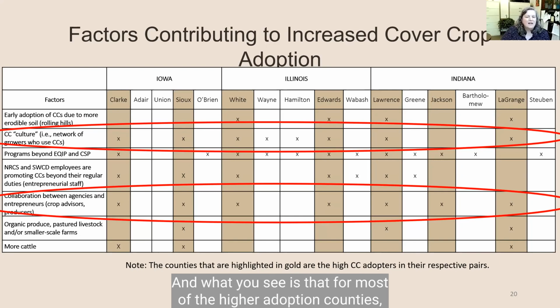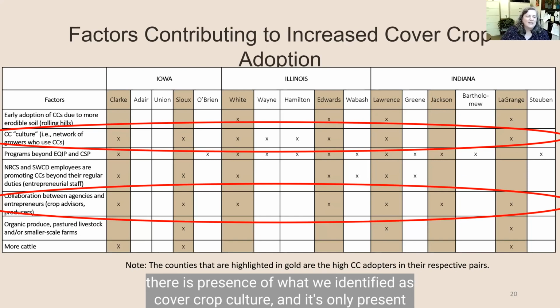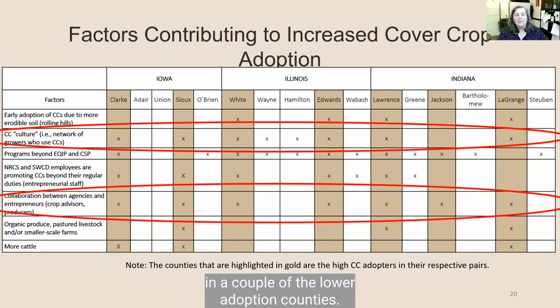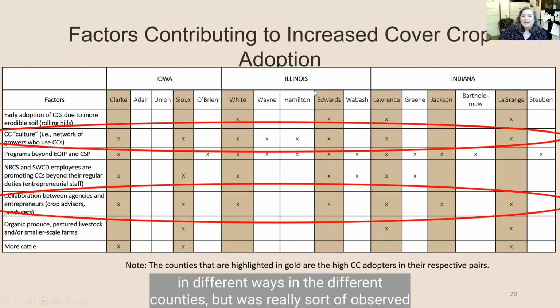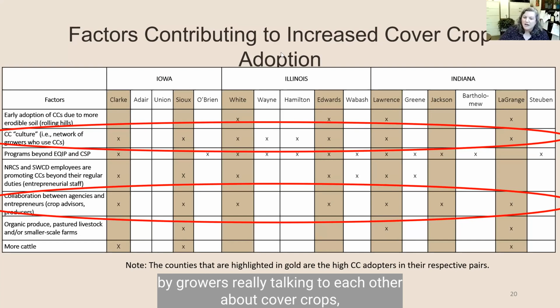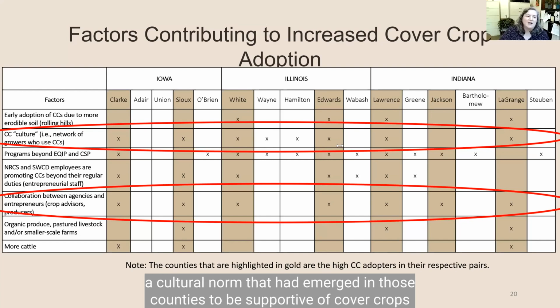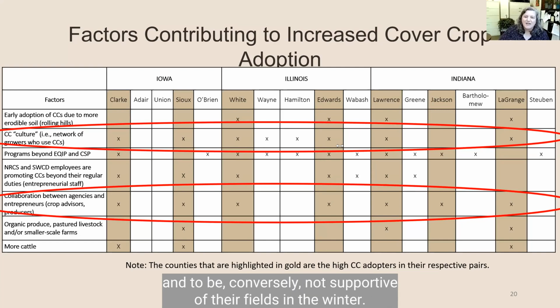And what you see is that for most of the higher adoption counties, there is presence of what we identified as cover crop culture, and it's only present in a couple of the lower adopting counties. This cover crop culture emerged in different ways in the different counties, but was really observed by growers talking to each other about cover crops, a cultural norm that had emerged in those counties to be supportive of cover crops and to be conversely not supportive of bare fields in the winter.